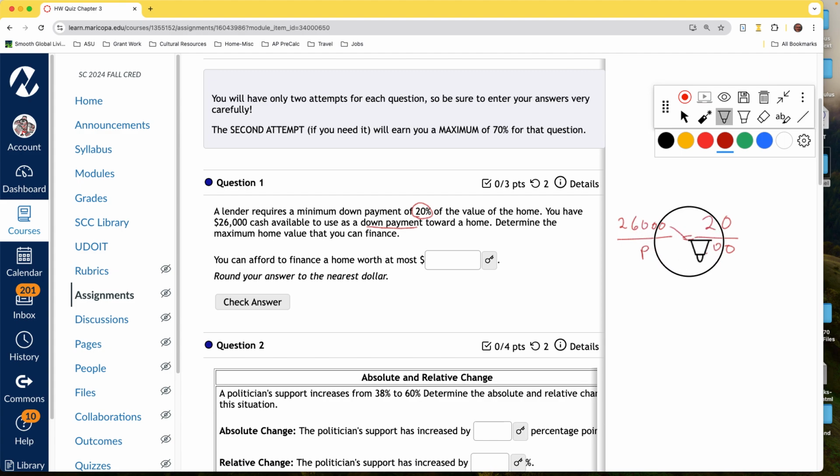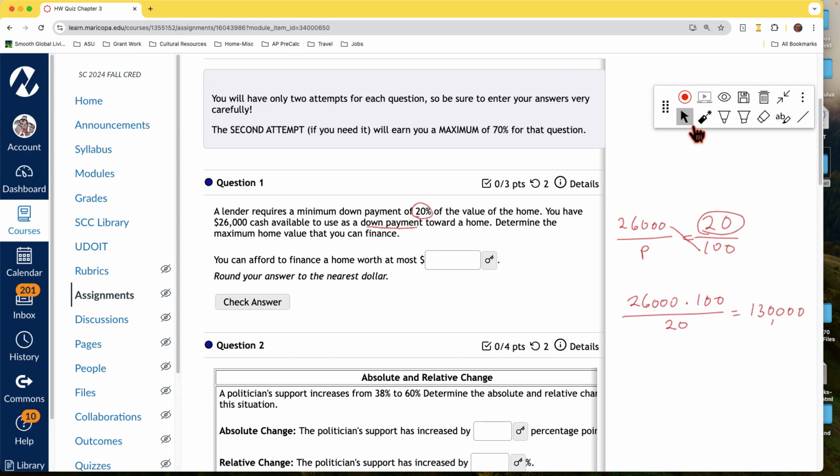How do we do this? Again, we could just cross multiply and divide. So 26,000 times 100 divided by 20 will give us... Is that right? 130,000. 26,000 times 100 divided by 20. Yep.